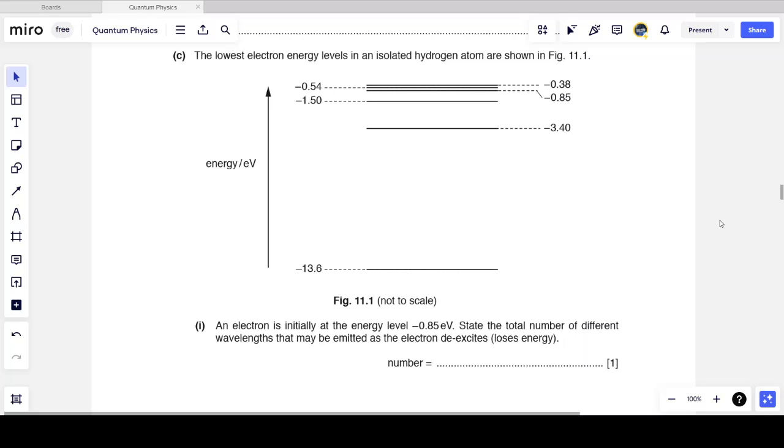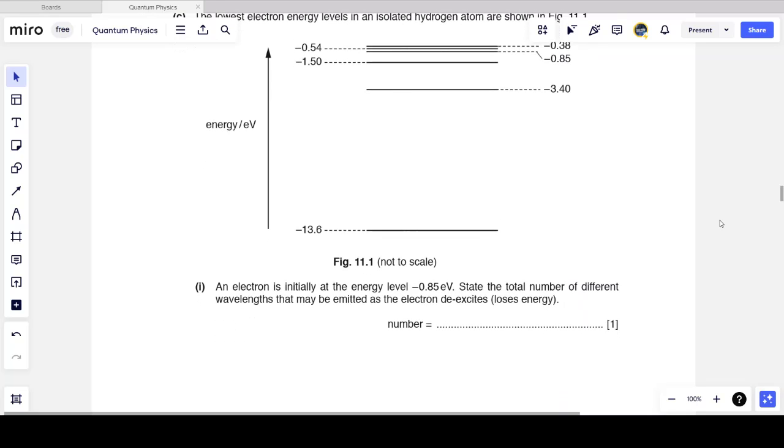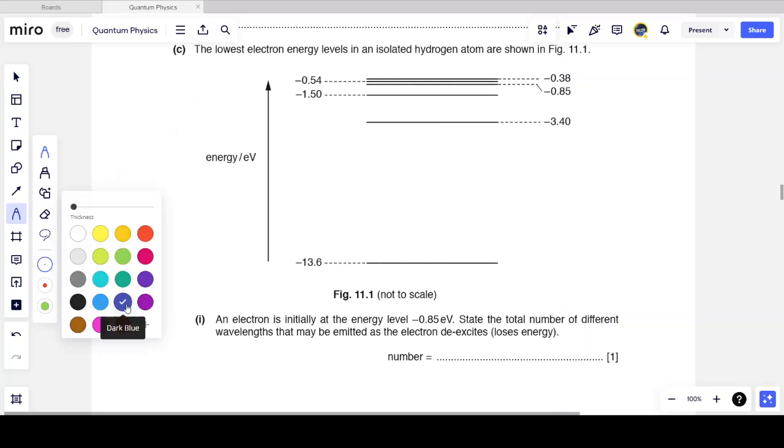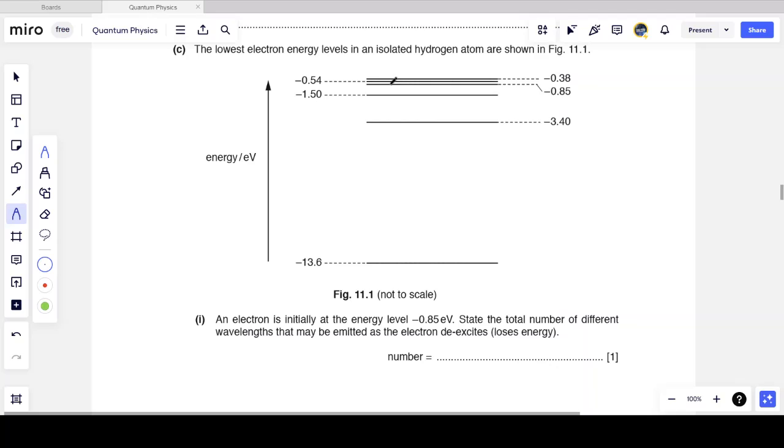And an electron is initially at the energy level minus 0.85 electron volts. State the total number of different wavelengths that may be emitted as the electron de-excites. Okay, so how many different wavelengths can be emitted by this electron? So this electron is at that energy level there.